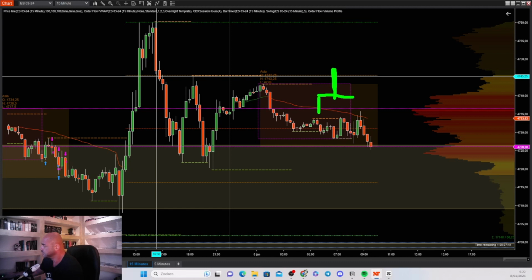So then the body is formed. Voila. We have the body of the candlestick. Sellers are trying to push the price further down, but buyers are buying it back up. And then we have a close of this 15-minute time frame. And this is your candle.